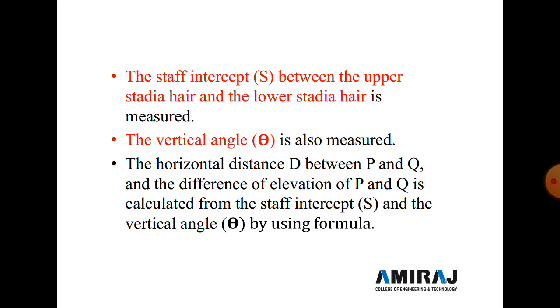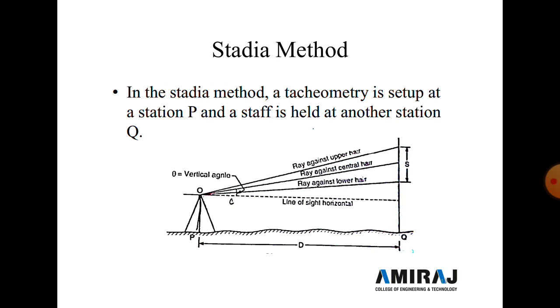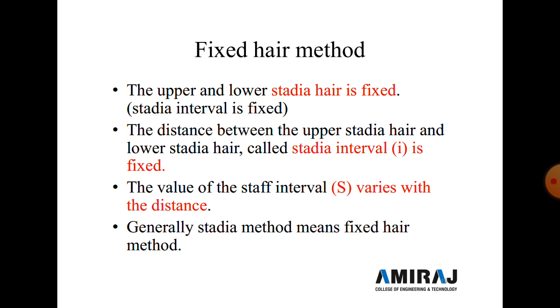So this distance is a horizontal distance D, and the difference of elevation PQ is calculated by using the staff intercept and vertical angle theta, using the formula. So what is staff intercept? This staff intercept is the difference between the lower and upper reading. The difference between the upper and lower crosshair readings is known as the staff intercept.